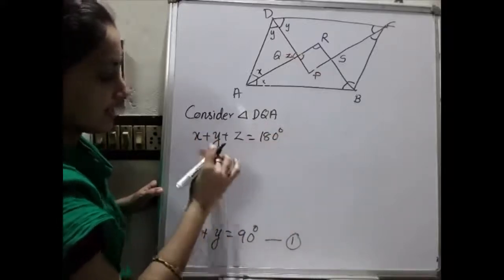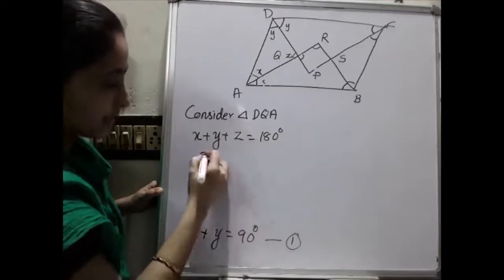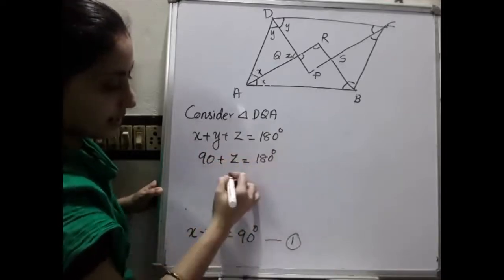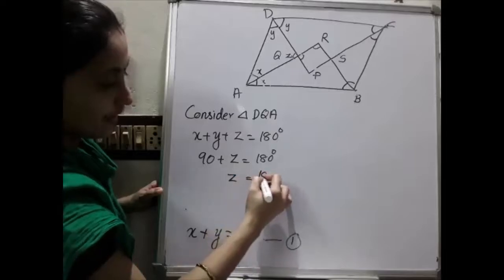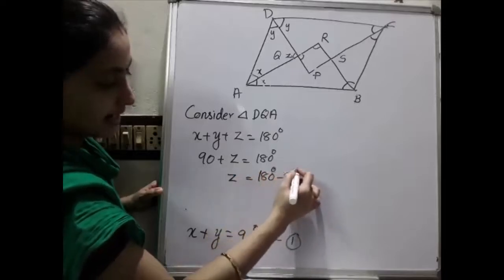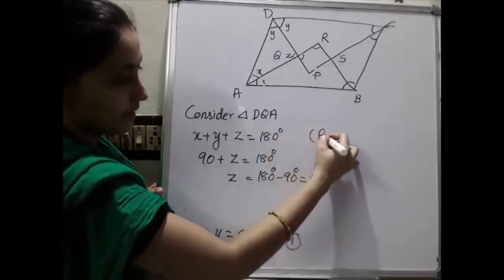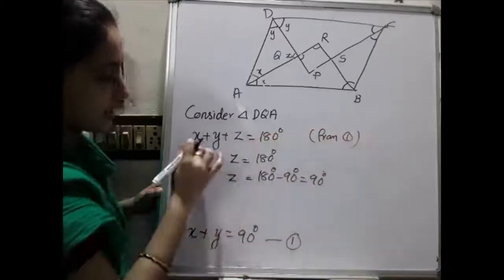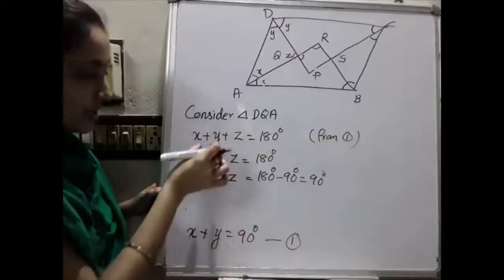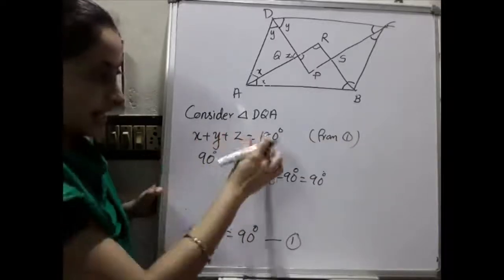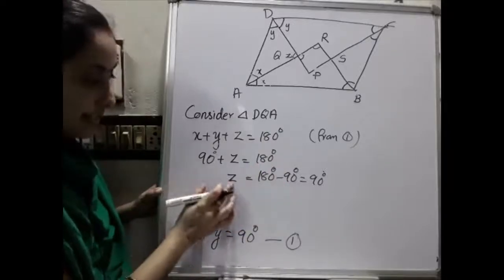We already know x plus y is what? 90 degrees. So 90 plus z is equal to 180 degrees. So z is equal to what? 180 degrees minus 90 degrees, that is equal to 90 degrees. So from equation number 1, x plus y is 90 degrees, so we replace it by 90 degrees, and then z equals 180 degrees. From this we got z is equal to 90 degrees.